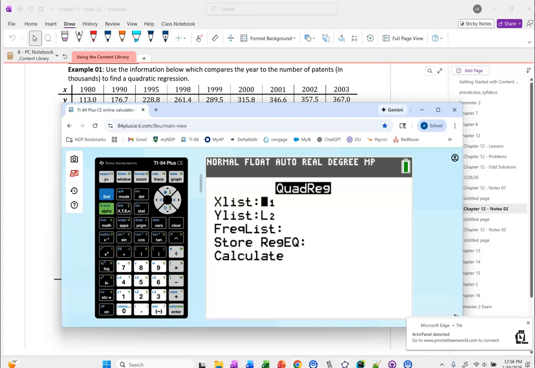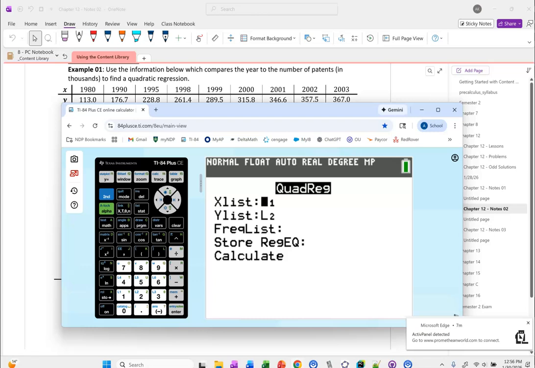When I select quad reg, this menu will open up. I want to double check and make sure that my independent variable I've typed into L1. I did. My dependent variable I typed into L2. I did that. If for whatever reason I typed one of them into L3, L4, L5, or L6, notice in blue above the numbers 1 through 6 is L1, L2, all the way to L6. So if I needed to make one of those L3, I can just press second and the number 3. I don't, so I'm not going to, but if I did, that's how you do it.